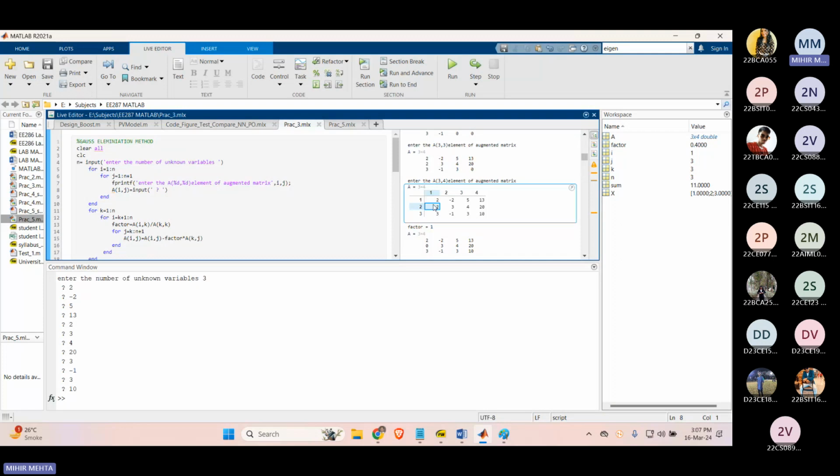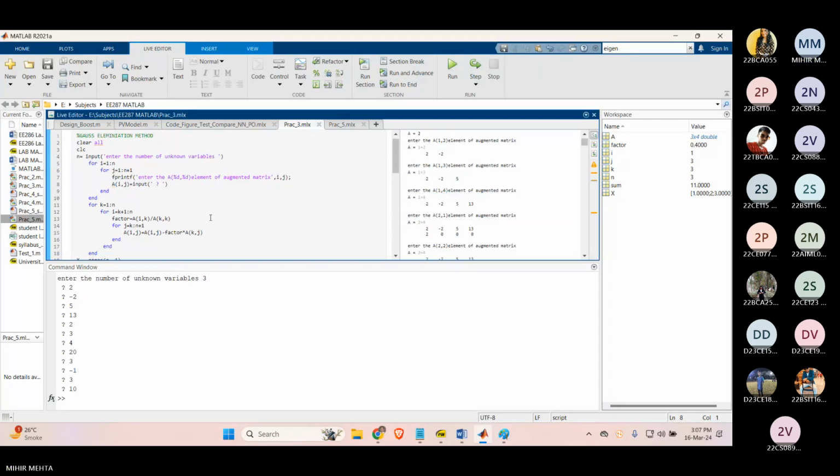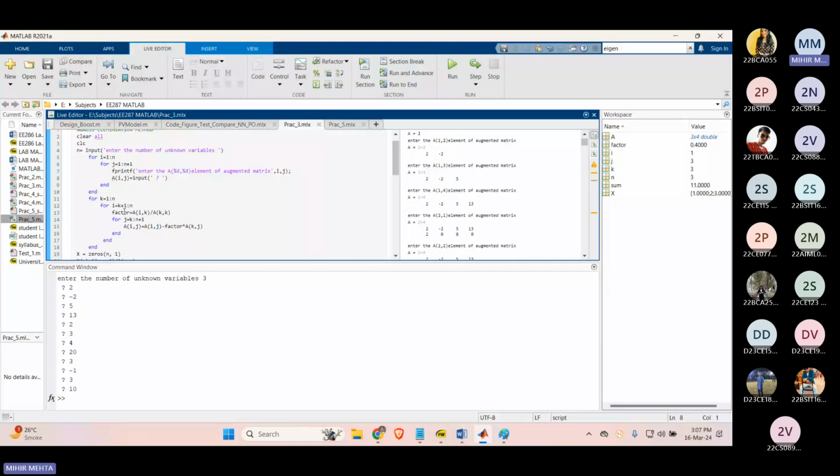Okay. So for that, I need a particular factor as per my program. Now let us understand how this factor comes into the picture. So here, let us come to this part.